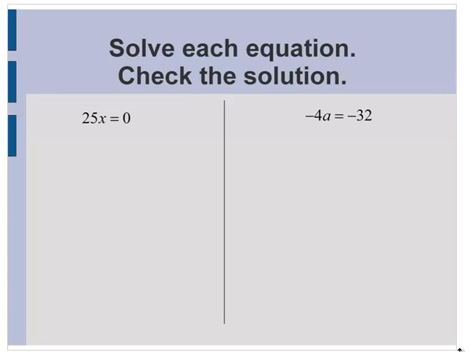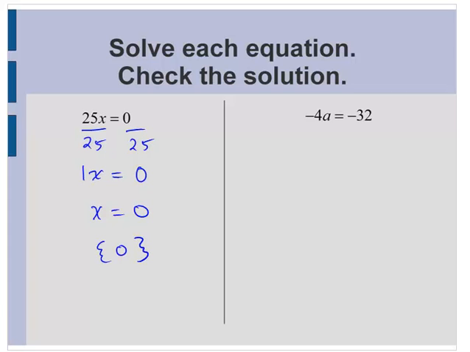All right, so here are a couple. I would like for you to try these on your own. Now would be a good time to pause. 25x equals 0. I would divide by 25. 25 divided by 25 is 1, so I have 1x. 0 divided by 25 is 0, and so x equals 0. Or the solution set contains 0.